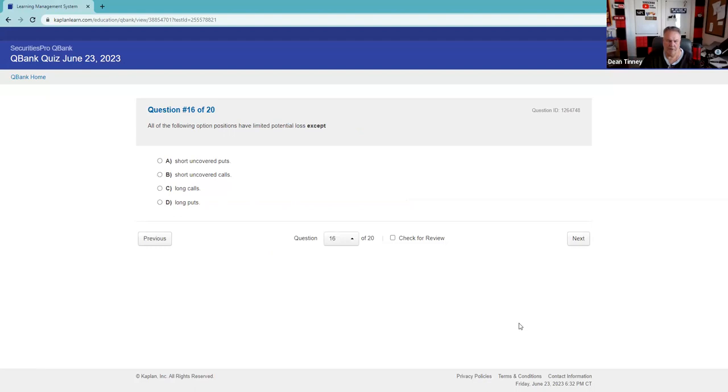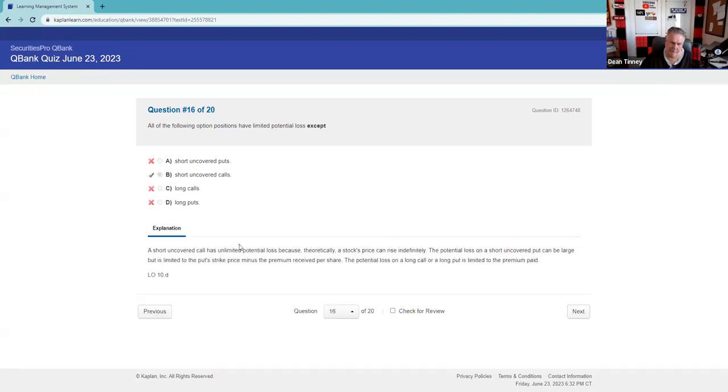All the following option positions have limited loss potential except. I like this one. I think you're going to get this right based on your previous performance. Okay, so limited loss potential except. So I would say short uncovered calls. Absolutely. Don't be a dumb bear. That's just really, really stupid.